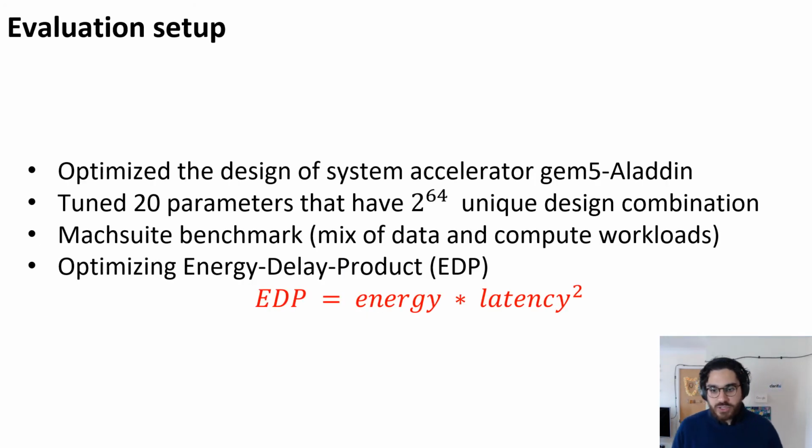Next, we talk about the evaluation and how we evaluated BoGraph. We optimized the design parameters of the system accelerator Gem5 Aladdin by tuning all the 20 parameters that are exposed in the simulator, and these have 2 to the power 64 unique design combinations, making a standard technique of using a parameter sweeper just impossible to use. We benchmarked it using the MachSuite benchmark. It's a mix of data and compute workloads, very standard to use in computer system architecture design. And then we also optimized the EDP function, which is the energy delay product. Again, this is a very standard objective to minimize in computer system design, which basically reduces your energy consumption while providing you with a faster system.